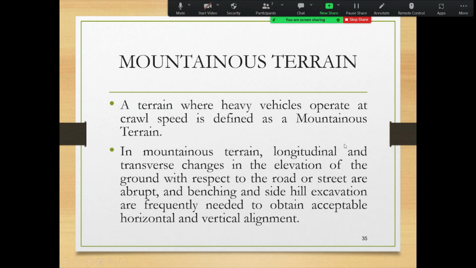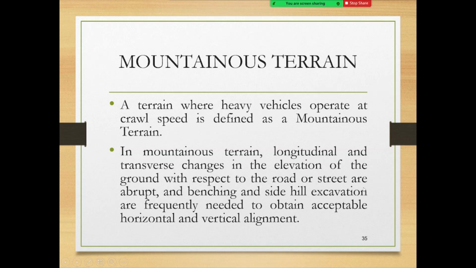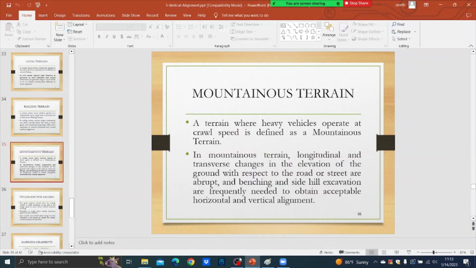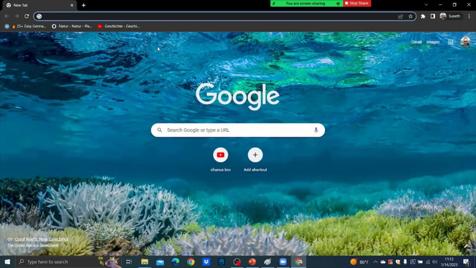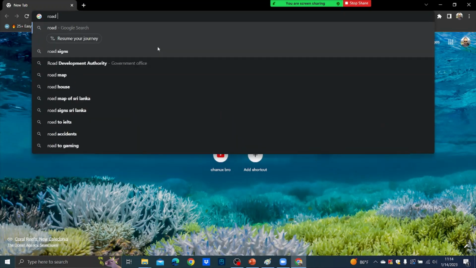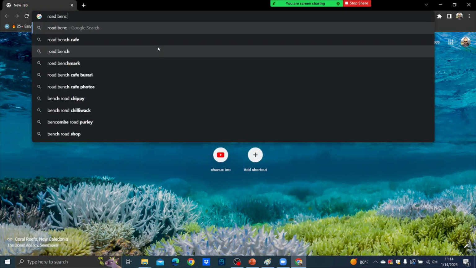In mountainous terrain, longitudinal and transverse changes in the elevation of the ground with respect to the road or street are abrupt, and benching and side hill excavation are frequently needed to obtain acceptable horizontal and vertical alignment. What is this benching? Shall I show you? Oh, I think I can show on the internet also. Wait a second, right?